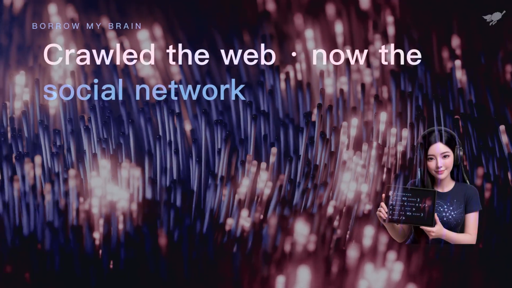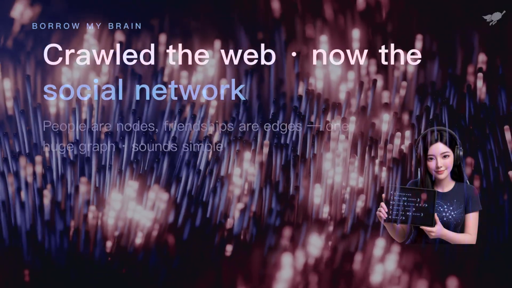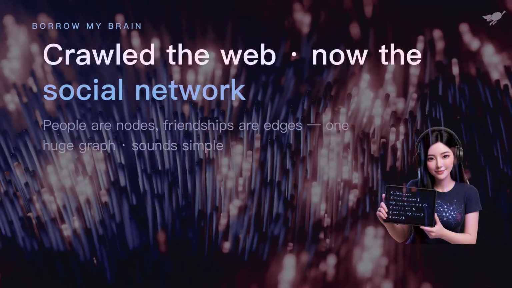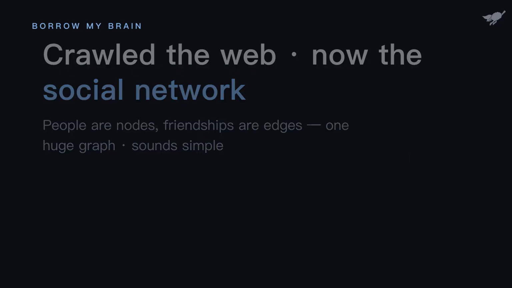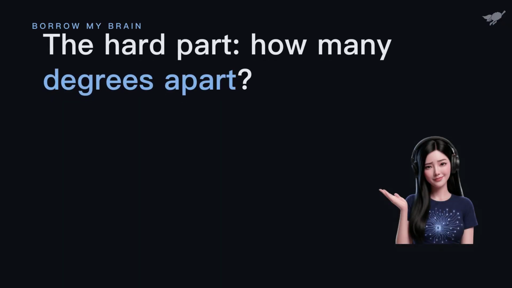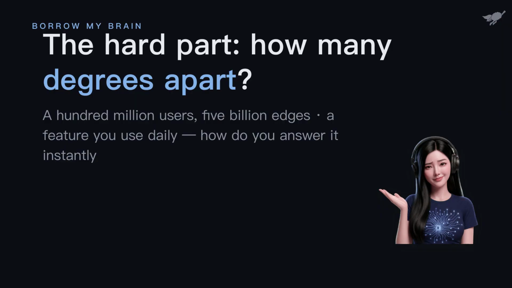Last episode, we designed a crawler and pulled the whole web down. This episode, we design one special structure that lives inside that web: a social network. People are the nodes, friendships are the edges. One giant graph. Sounds simple, but the hard part is a feature you use every single day.